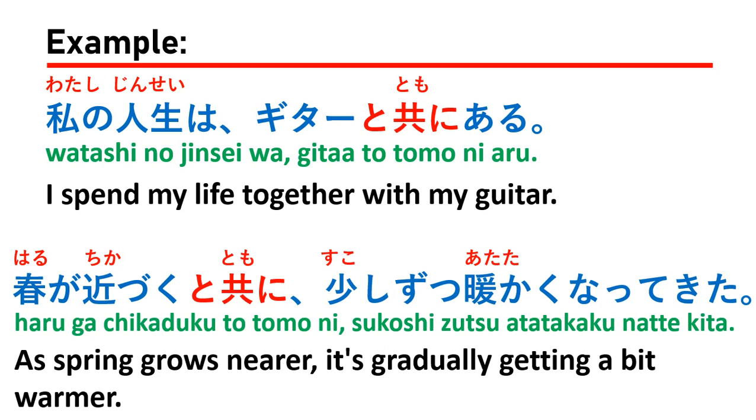春が近づくとともに少しずつ暖かくなってきた means the spring is coming, and at the same time it is gradually getting warmer and warmer. So that means you use ともに when two things happen together. Here, spring is coming, and at the same time it is also gradually getting warmer and warmer. In a situation like this, you can use ともに, which means two things happen at the same time.